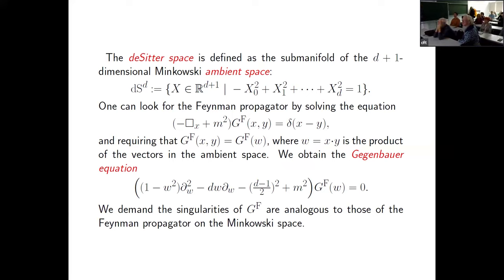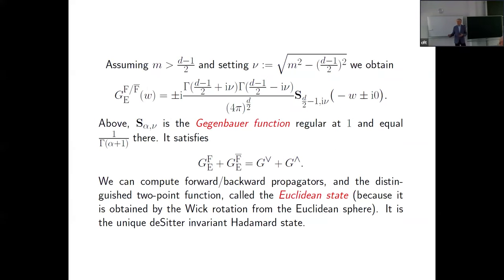Let's move to a more heavy example, which is the de Sitter space. So the de Sitter space is defined as the submanifold of the D plus one dimensional Minkowski ambient space. So you take the hyperboloid, and now this is a maximally symmetric pseudo-Riemannian space, so you can compute things, and actually mathematicians told me that on symmetric spaces, invariant differential operators are always essentially self-adjoint, and so here it is the case. So you can find explicitly the formula for the Feynman and anti-Feynman propagator.